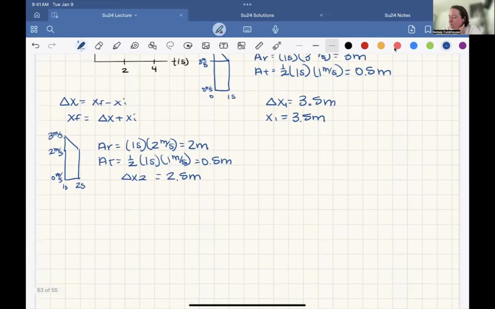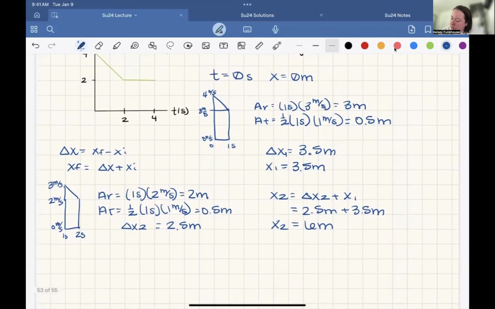And then if we want position 2, it's going to be displacement 2 plus position 1. So 2.5 meters plus 3.5 meters gives us 6 meters for the position at 2 seconds.